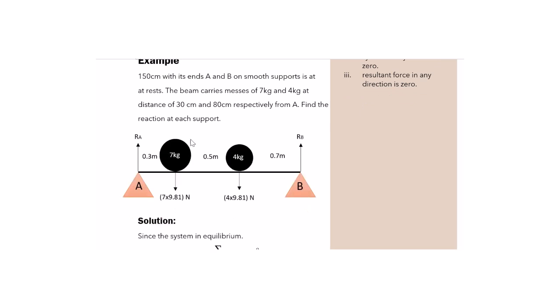So first we need to convert the unit 30 cm to meters, 0.3 meter, 0.5 meter and 0.7 meter, and also for the 7 kg we need to multiply by gravity 9.81 to get the unit in Newton, and also for 4 kg multiply by 9.81 Newton.